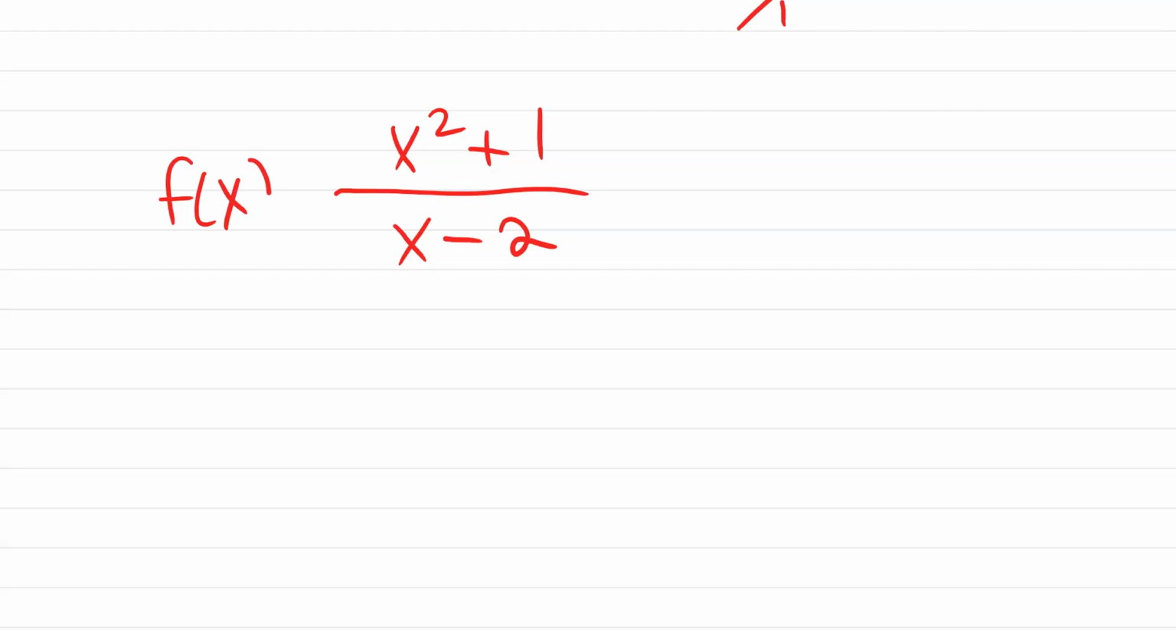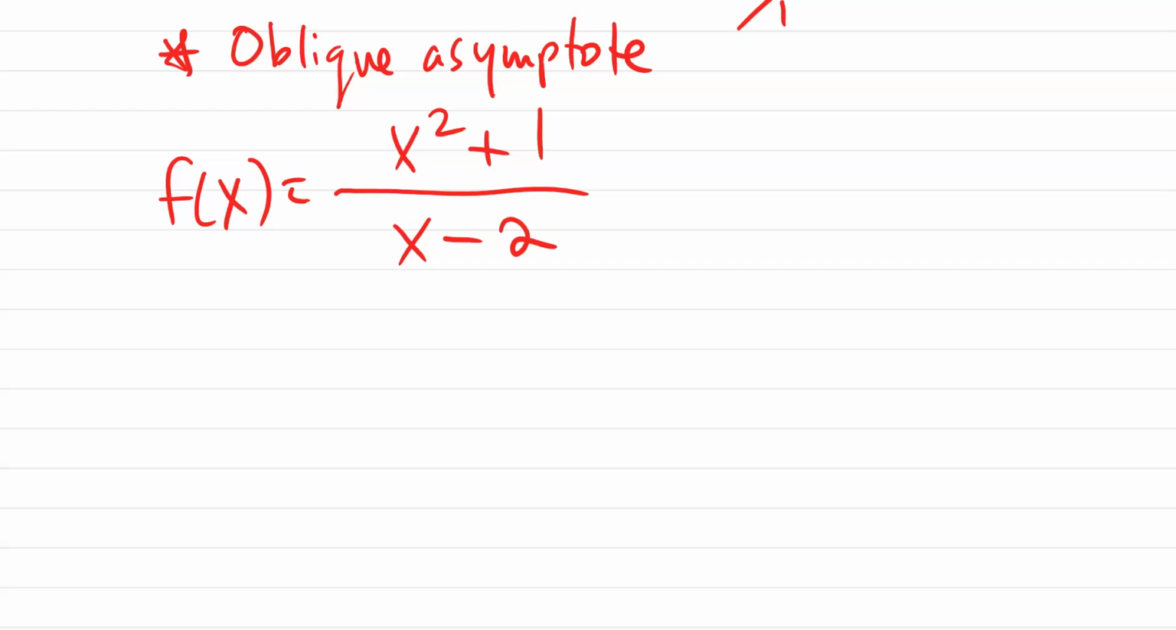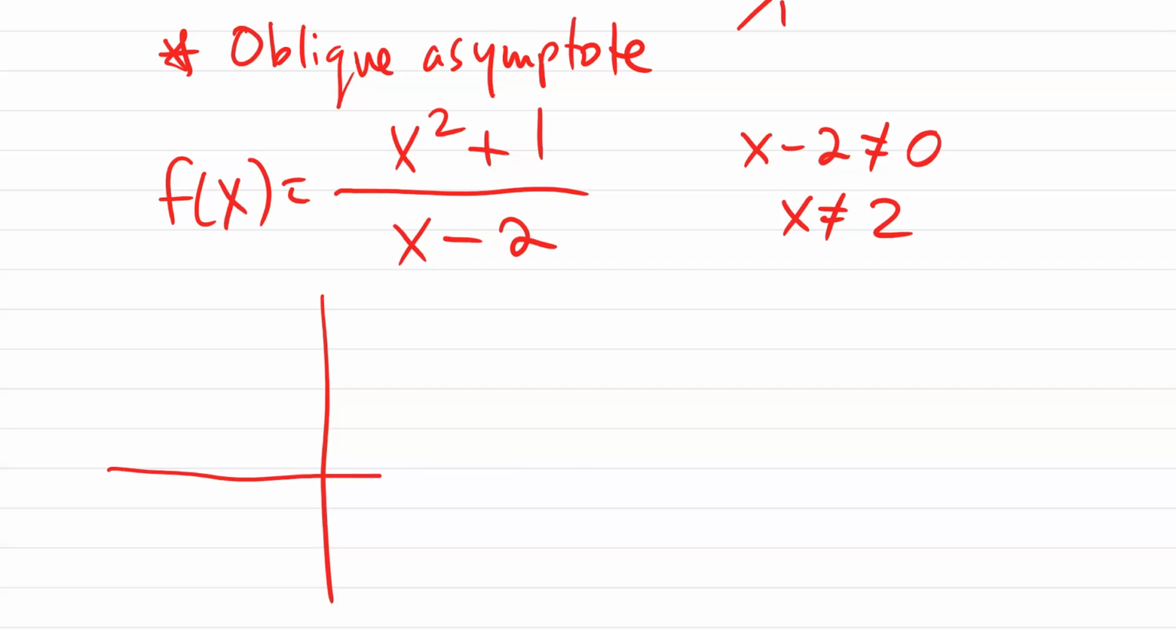Okay, this one you need to put a big star on. Here we're going to introduce what's called an oblique asymptote. We'll talk about what that means in just a minute, but let's start with the easy one. We know the denominator cannot equal 0, so x cannot equal 2. Done.